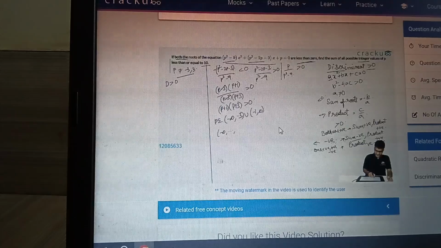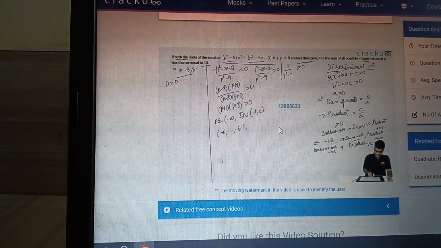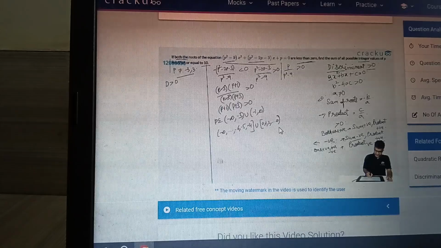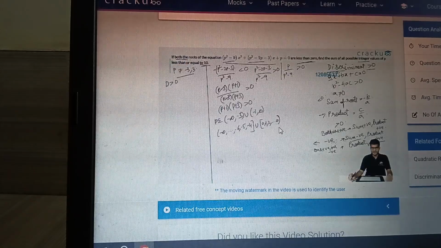dot dot dot minus 6, minus 5, minus 4, union 0, 1, 2, dot dot dot till infinity. We know that all of them have to be less than 10, so we'll come to that later.